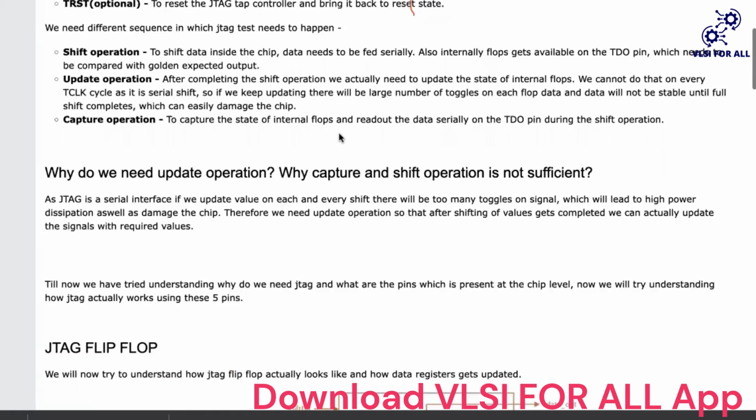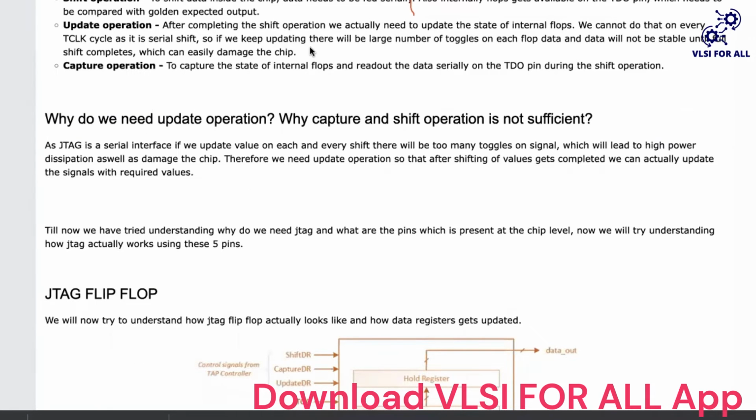And one thing, if everything is clear, then answer me this one. Why do we need a JTAG update operation? Why is only capture and shift not sufficient? Because capture will basically capture the observability you need, and shift will basically shift the data into the chain. Why do we actually need an update? Can anyone answer that one?